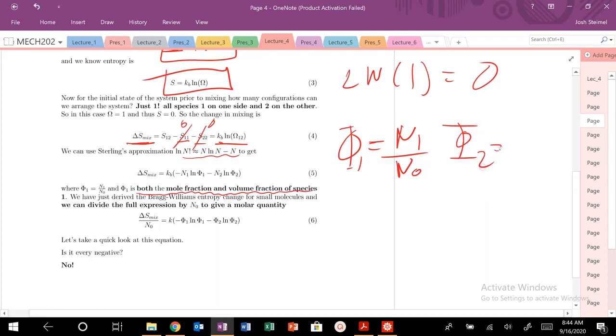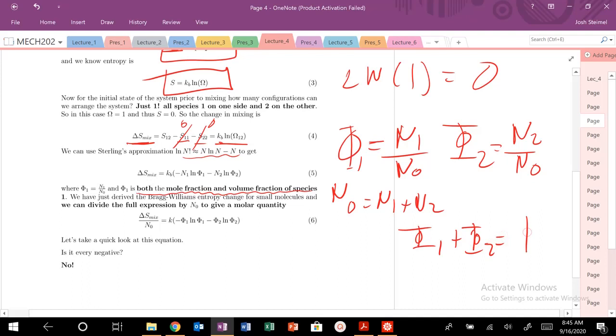And Phi2 is equal to N2 divided by N naught. And we know that, again, from our definition here, that N naught equals N1 plus N2. So we know that Phi1 plus Phi2 must equal 1. And again, both of these values can only vary from 0 to 1.